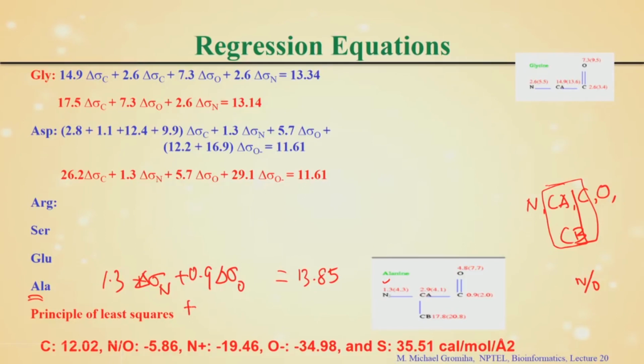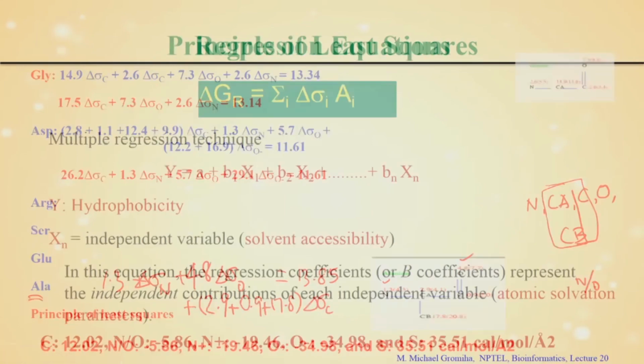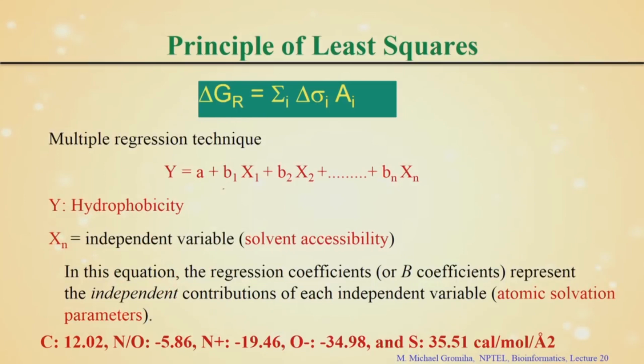What is the C? Totally this is 2.9, oh sorry, this is not 0.9, O is 4.8. O is here 4.8, and C is here, this is 2.9 plus 0.9 plus 17.8, this is delta sigma C. You can write this equation, you can use this equation, y equal to a plus b1 x1 plus b2 x2 up to bn xn.